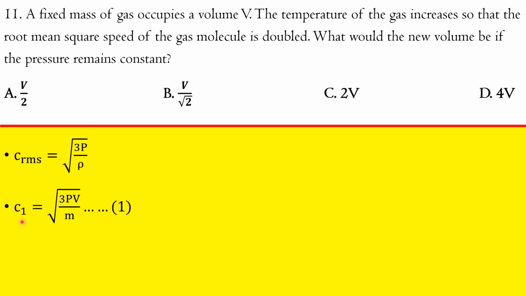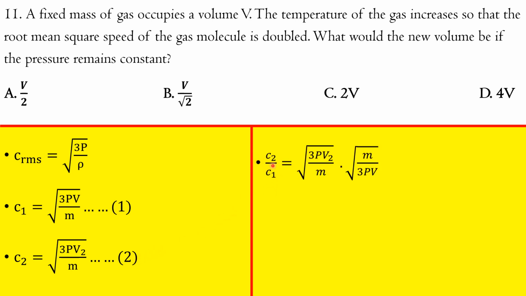So I'm just going to call it C1 for the first root mean square speed. In place of density here, remember that density is mass over volume, right? So mass over volume here, so the volume can go up. So I have the square root of 3 times P times volume divided by the mass of the gas. I'm going to call that equation 1. So my equation 2 now would have V2 here. This V here is just for the first case, and now we have V2 here.